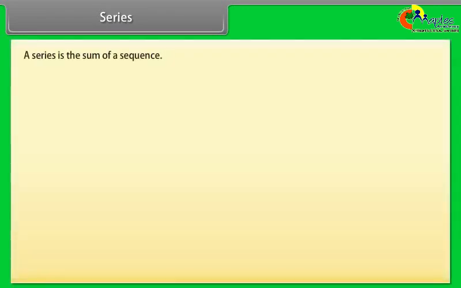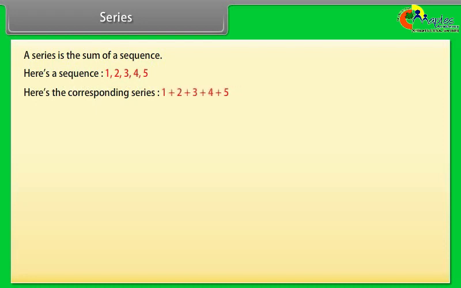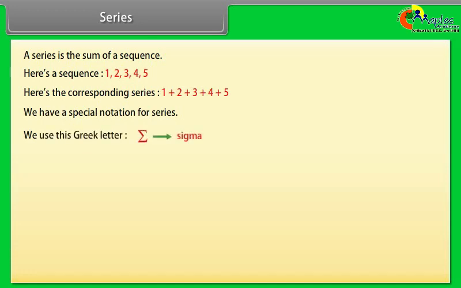Series. A series is the sum of a sequence. Here is a sequence: 1, 2, 3, 4, 5. Here is the corresponding series: 1 + 2 + 3 + 4 + 5. We have a special notation for series. We use this Greek letter, that is sigma. It is an S in the Greek alphabet. Think of it as an S for sum.